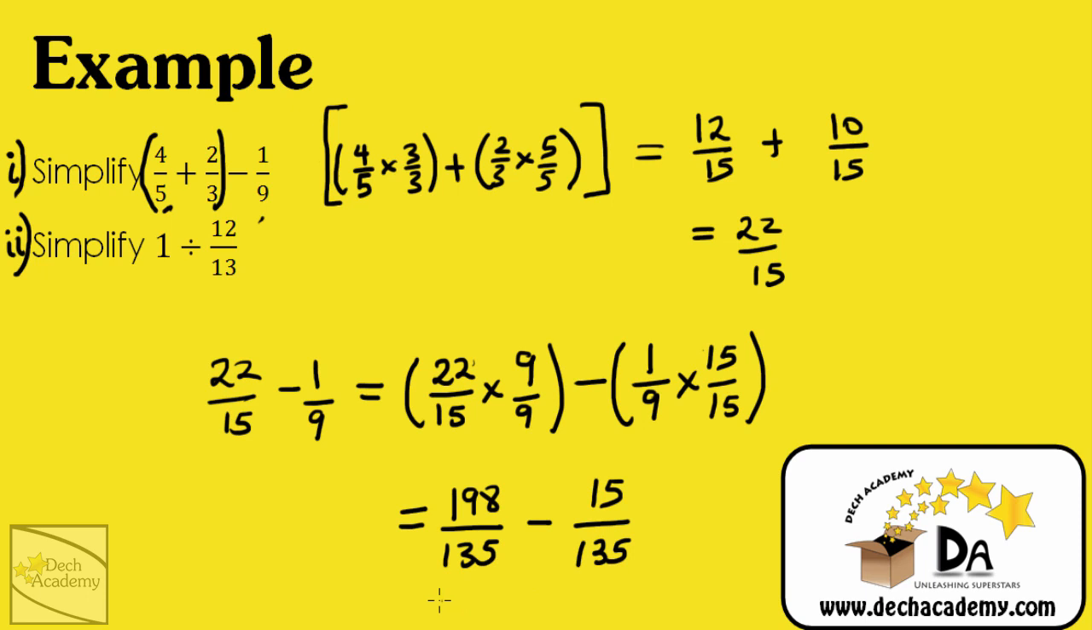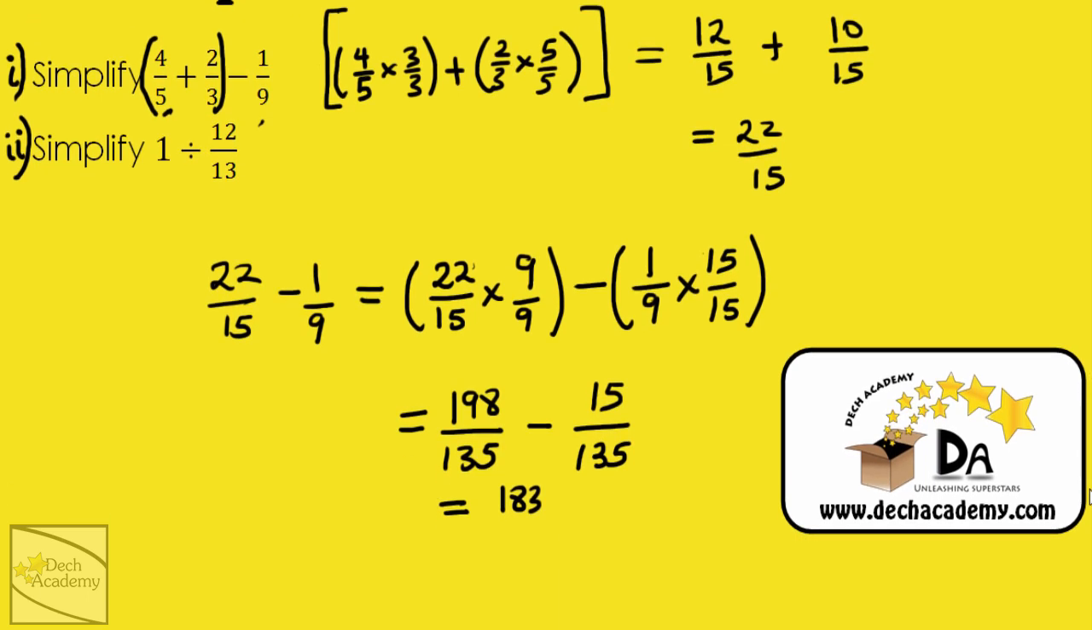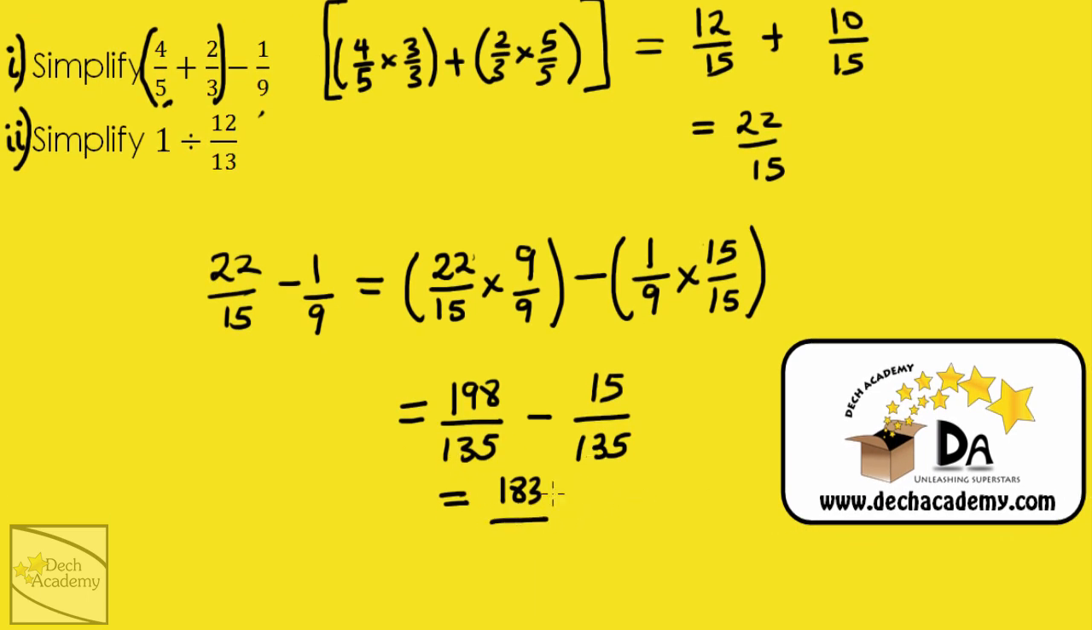So this is equal to 198 minus 15, which is 183, all divided by 135, because we're subtracting a fraction from another fraction where the fractions actually have the same denominator. So the resulting fraction is going to have the same denominator. So that's the first problem solved. The second problem is easier. It's 1 divided by 12 over 13.